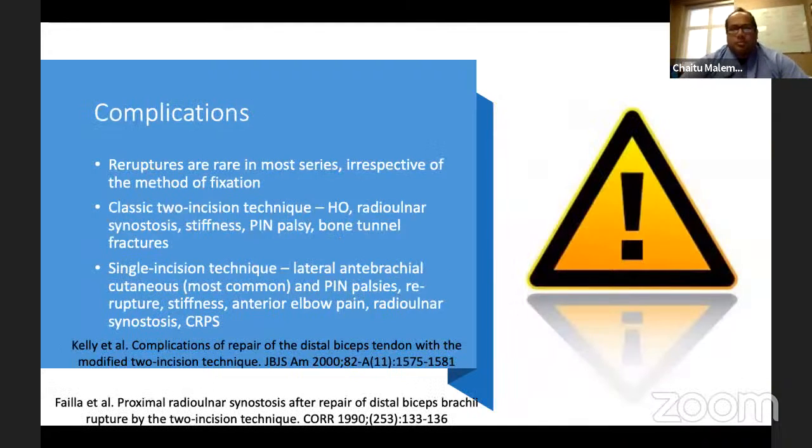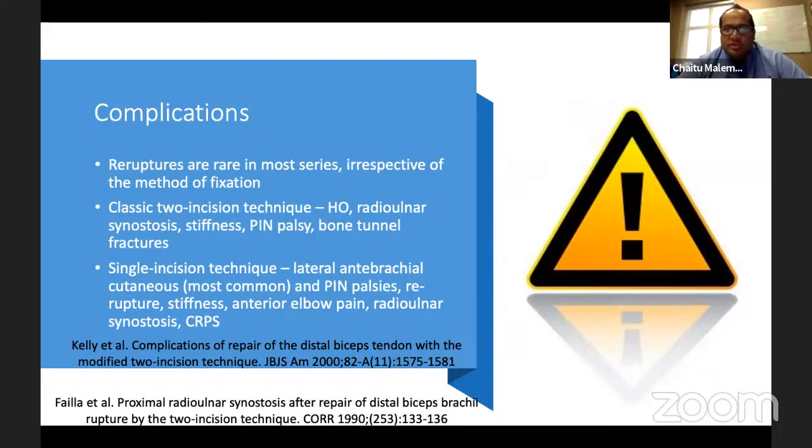Complications. Re-ruptures are pretty rare in most case series that have been published, irrespective of the method of fixation. The classic 2-incision technique I think has been more replaced with the 1-incision technique lately. Possible complications: heterotopic ossification, radial ulnar synostosis. And radial ulnar synostosis can actually be prevented by limiting dissection of the ulnar periosteum. Other potential complications with the 2-incision technique: stiffness, posterior interosseous nerve palsy, and bone tunnel fractures.